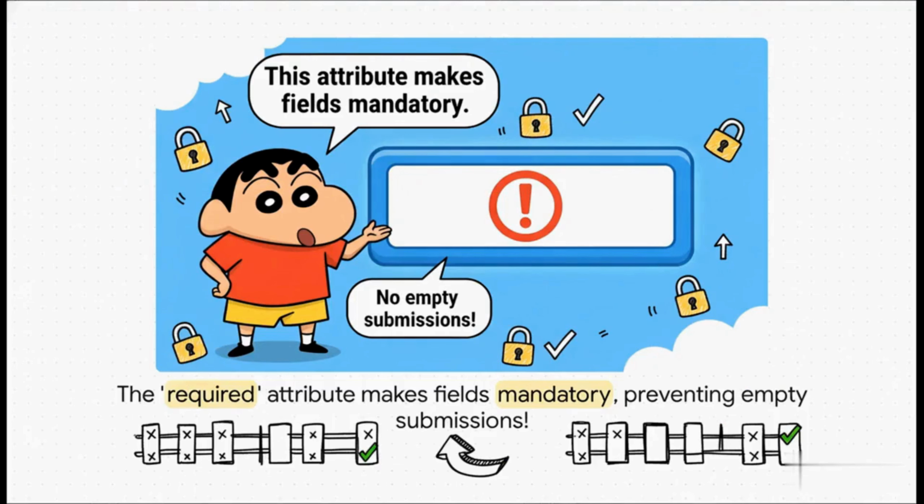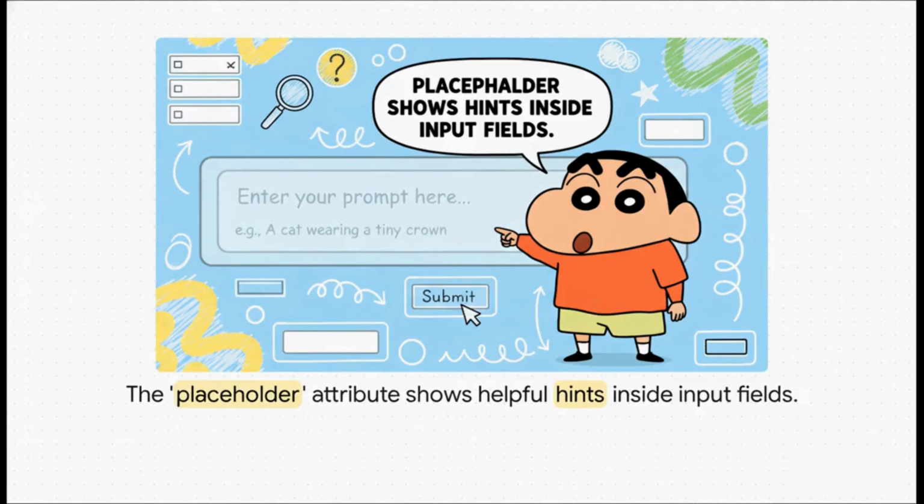First up, we've got the required attribute. This is your number one defense against those annoying empty submissions. You just add it to a field and the form simply will not submit until that field is filled out. It's so simple but incredibly effective. Next is the placeholder attribute. This one is all about guiding the user. It puts that light gray example text inside a field, showing people exactly what kind of information you're looking for, like your name at example.com.